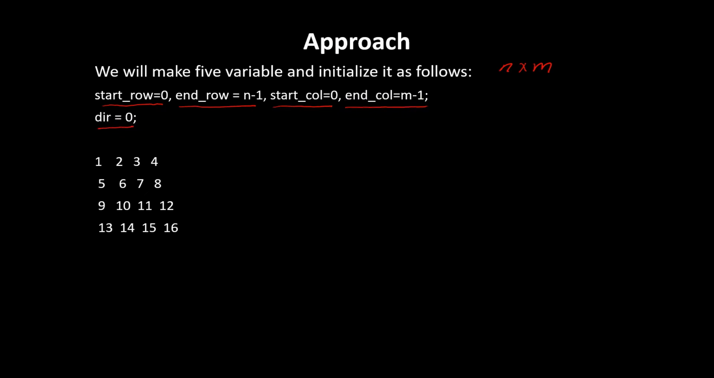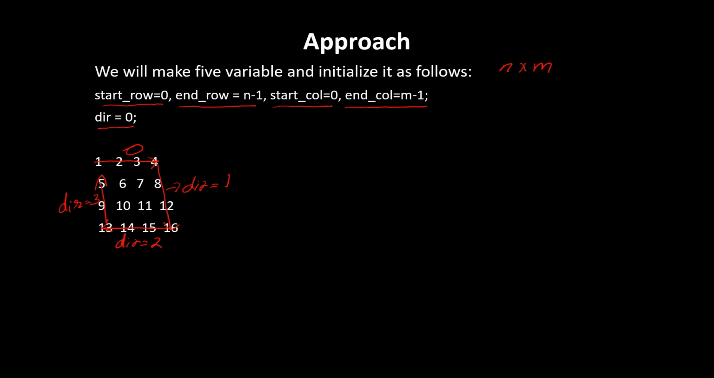Here we have 4 directions. For this we will consider direction equal to 0. For this we will consider direction equal to 1. For this we will consider direction equal to 2, and for this we will consider direction equal to 3. So we will change our direction in each step.